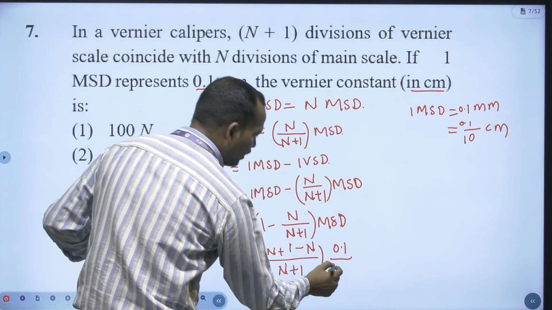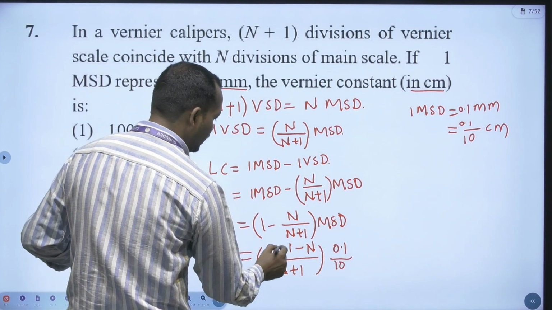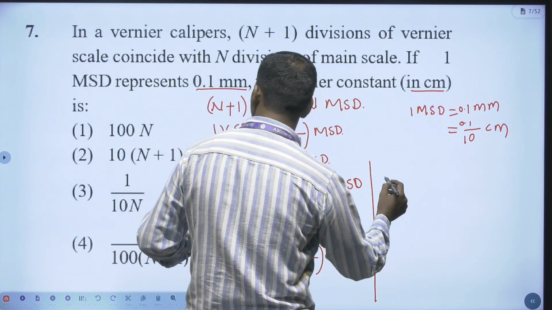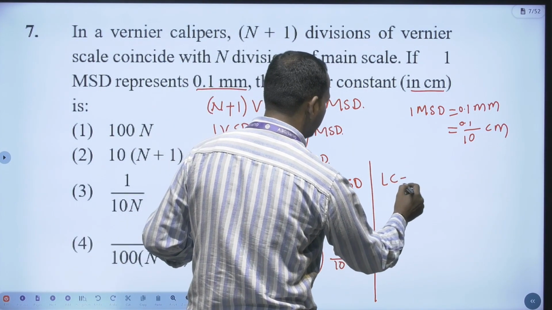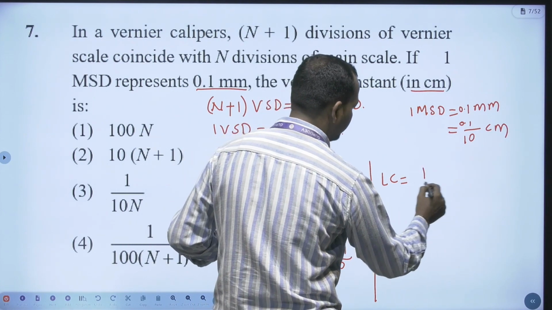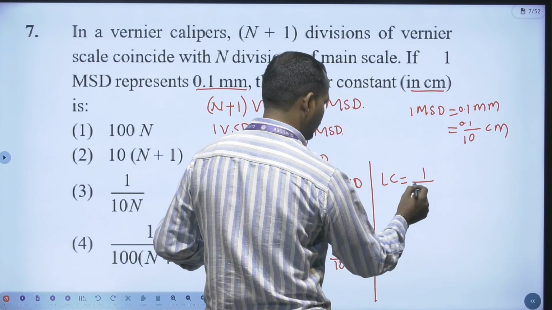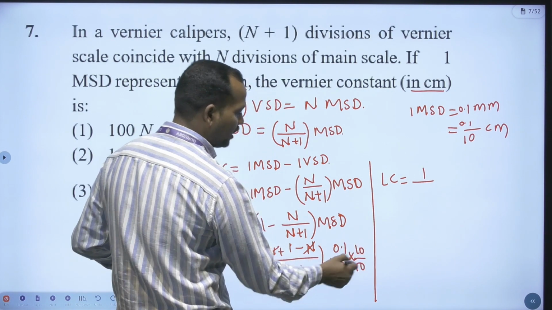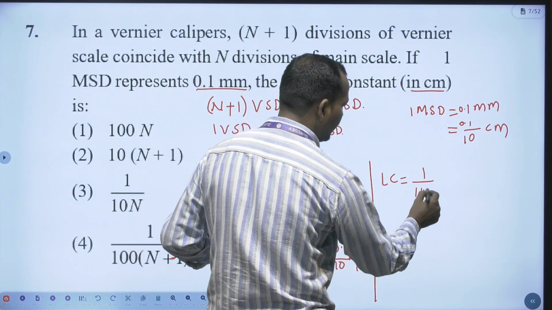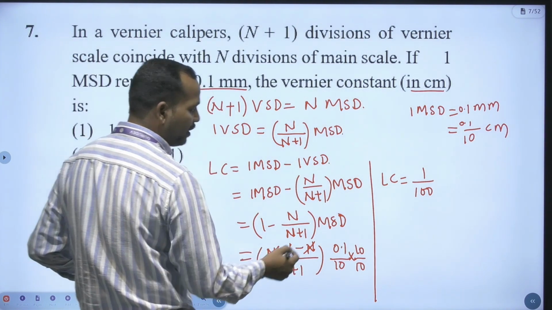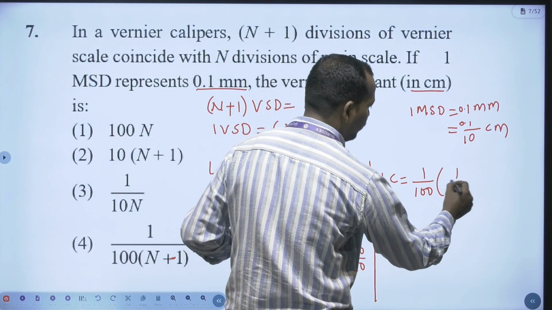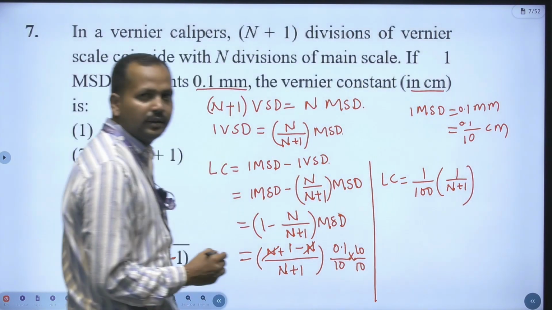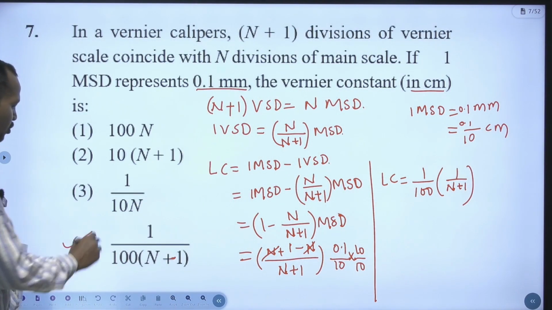So 0.1 divided by 10, so here n gets cancelled, so your answer, the least count, you will get as 1 by, so here you multiply by 10 and divide by 10. So it becomes 1 by 100, and what is remaining? 1 divided by n plus 1, bracket of 1 divided by n plus 1. So which is the answer, dear students? The answer is the fourth one.